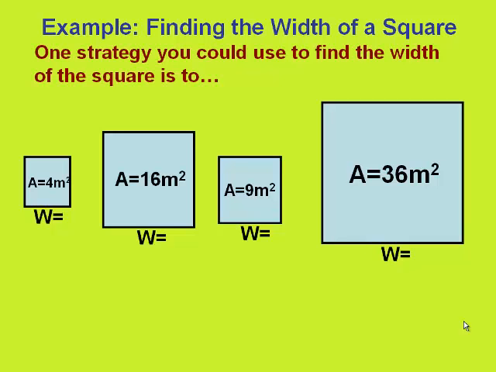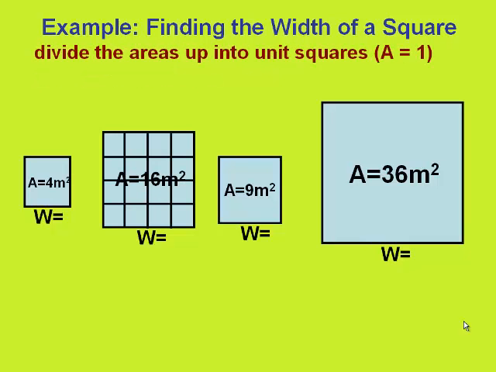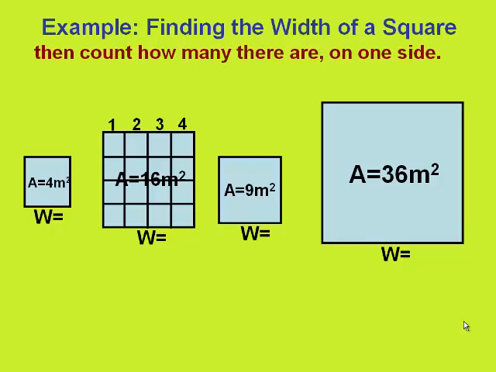One strategy you could use to find the width of a square is to divide the square up into unit squares, a unit square having the area of 1. Then you would count along one of its edges and determine the width.